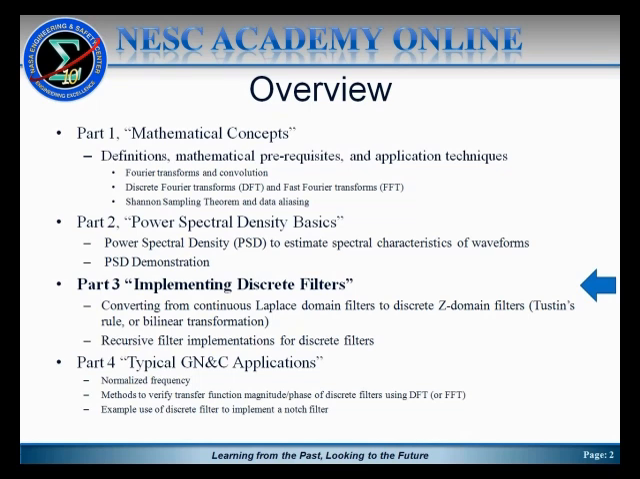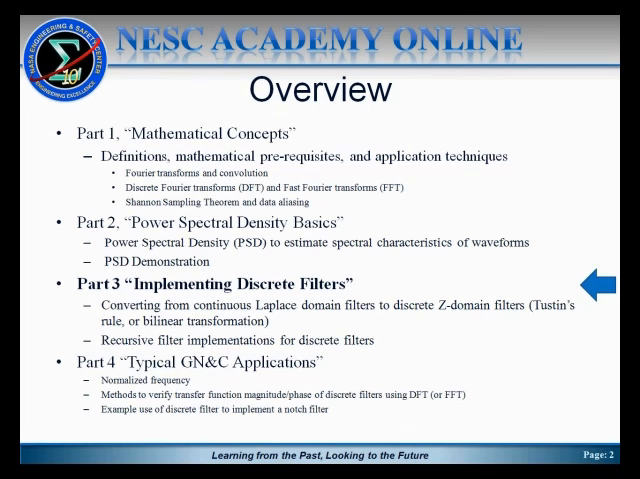In part 2, which was entitled Power Spectral Density Basics, we discussed how power spectral density, or PSD, can be used to estimate spectral characteristics of waveforms. We also included a demonstration with a waveform that was constructed consisting of several sinusoids, a constant bias, and a random component, and then illustrated how PSD can be used to examine such a signal and identify the frequencies of the waveforms that are present within it.